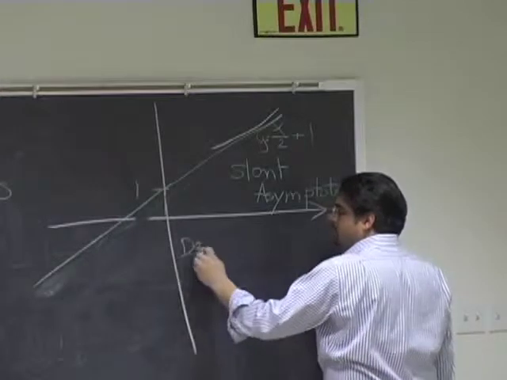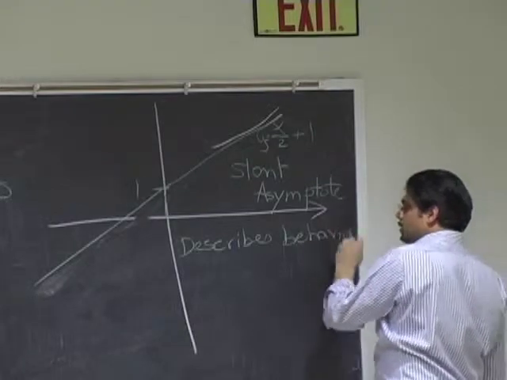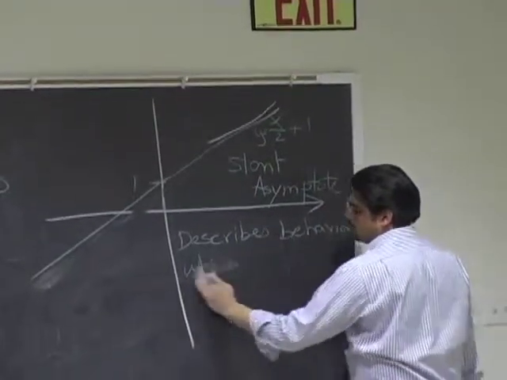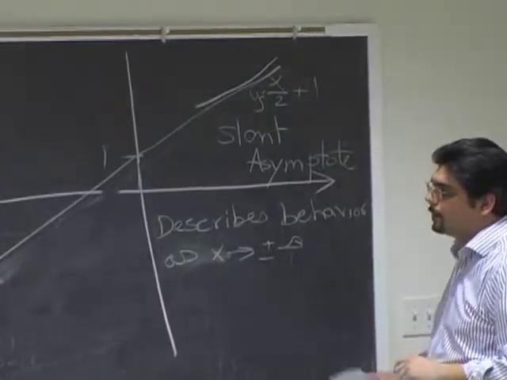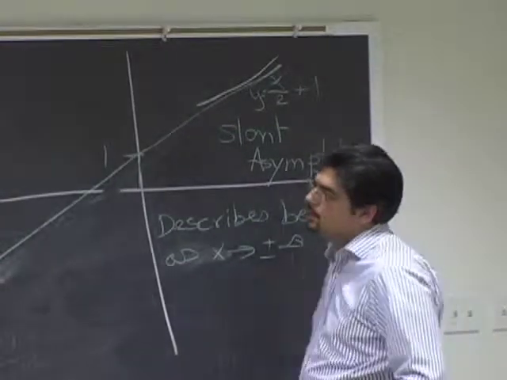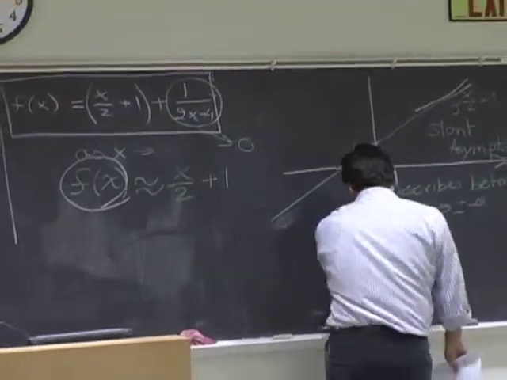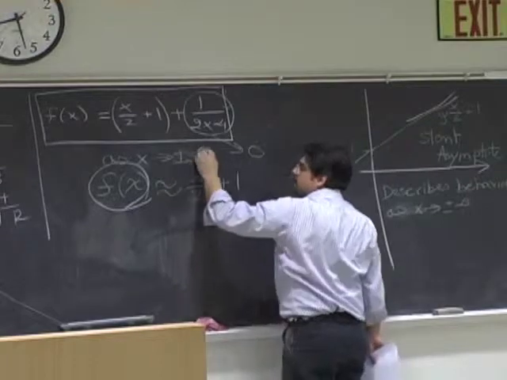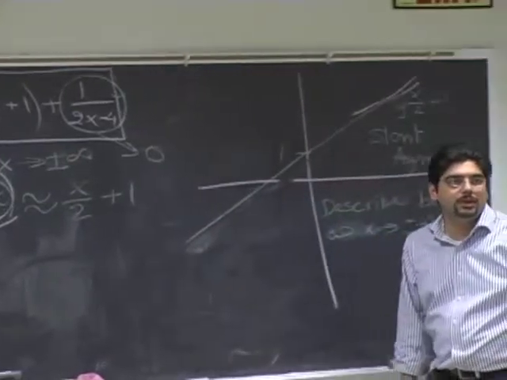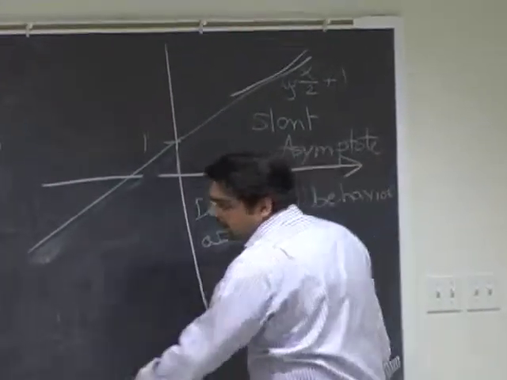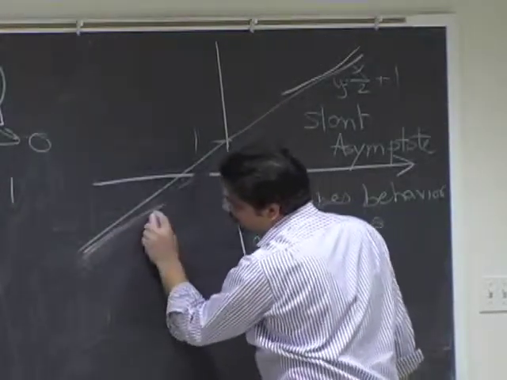which describes the behavior, let's say, as x runs to plus or minus infinity. If you do the calculations, as a matter of fact, if I change this x going to infinity to plus or minus infinity, this argument still holds. This number is still really small, and f of x behaves like x over 2 plus 1. So on the far left side, the function is going to get closer and closer to this line.